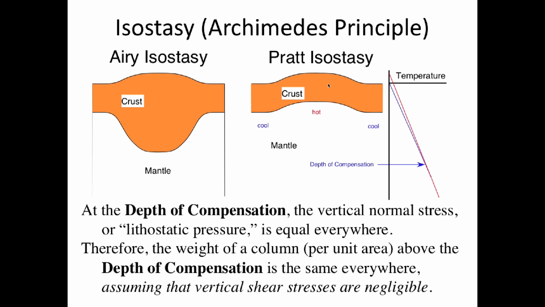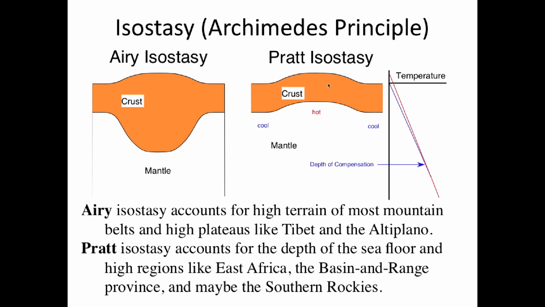thickness in this case. With these, Airy isostasy seems to account for high terrain in most big belts, high plateaus like Tibet or the Altiplano. But Pratt isostasy accounts for the depth of the ocean floor, shallow ocean floor, mid-ocean ridges, and spreading away. High areas like East Africa, the Basin and Range, I think, and I'm going to argue the Southern Rockies as well.